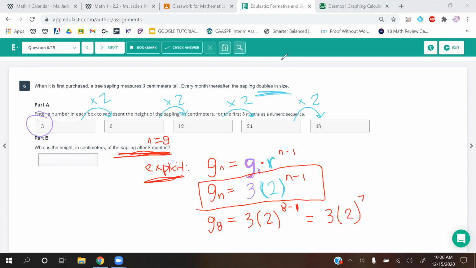And then now on your calculator, whatever calculator you have, you can do 2 to the power of 7 and then multiply that by 3. According to PEMDAS, you want to do the 2 to the power of 7 first. You want to do the exponent. Exponent comes before the multiplication. So 2 to the power of 7 is 128. And then we're going to multiply that by 3. Equals 384. Okay.